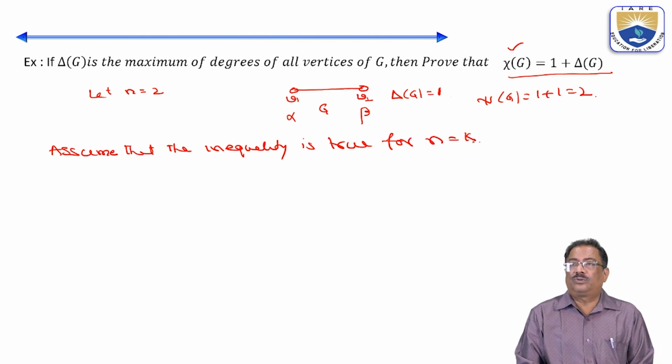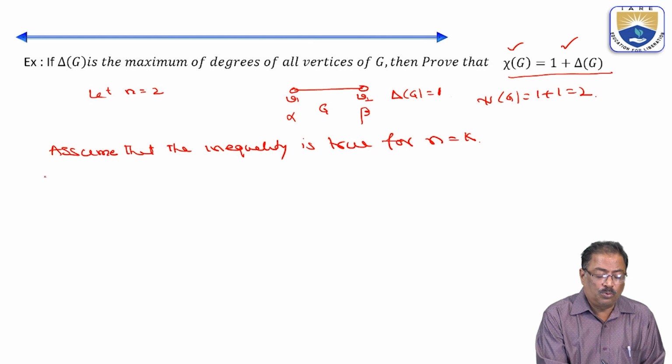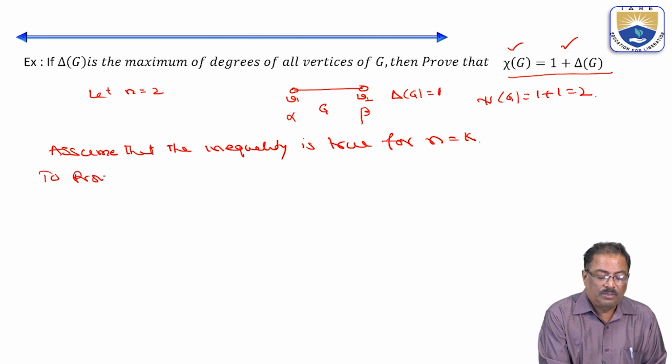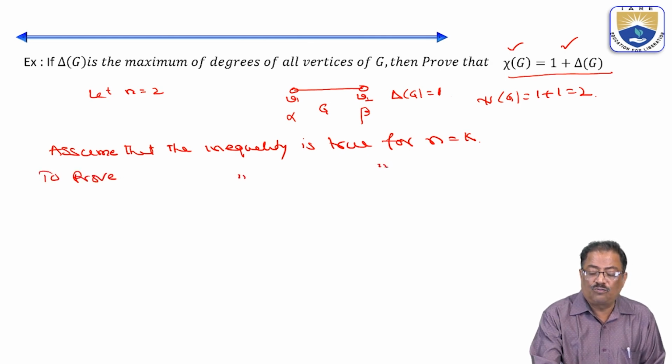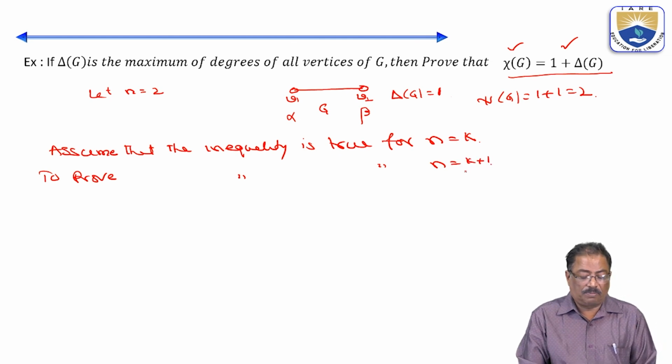So it is true for n equals k number of vertices. Then we are going to prove the inequality is true for n equals k plus 1.